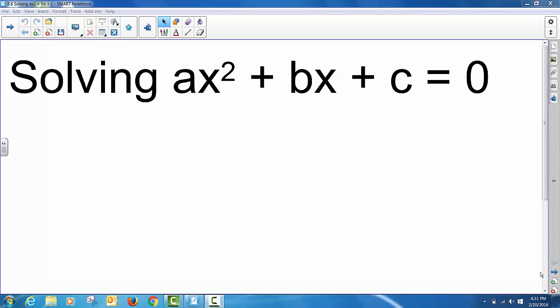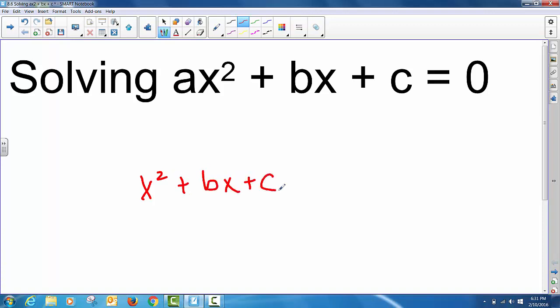Okay, we're going to be factoring ax squared plus bx plus c. In the previous lesson, what you learned was how to factor x squared plus bx plus c. You can see the difference is this a right here in front of the x. So that's going to change things up a little bit.